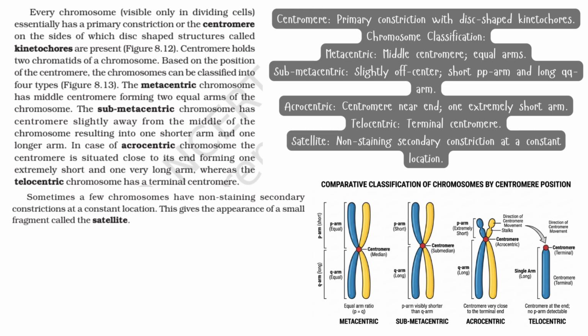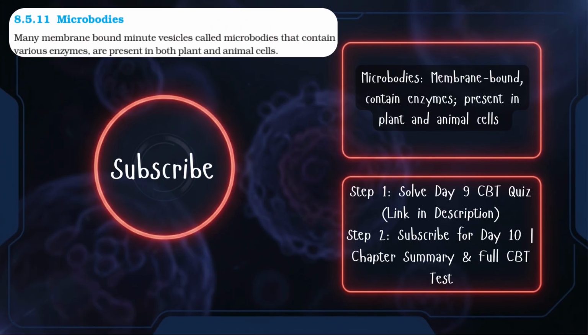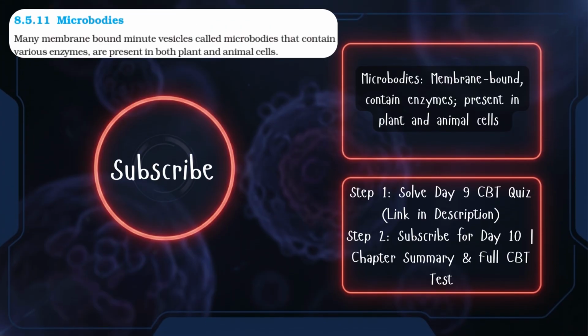Acrocentric has it close to the end, leaving one extremely short arm. Telocentric has a terminal centromere. Some chromosomes also have a non-staining secondary constriction at a constant location, which looks like a small fragment called a satellite. Finally, section 8.5.11 notes that plant and animal cells contain microbodies, which are minute membrane-bound vesicles packed with various enzymes.